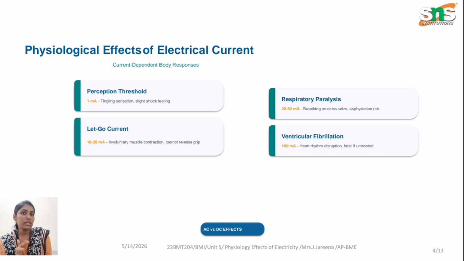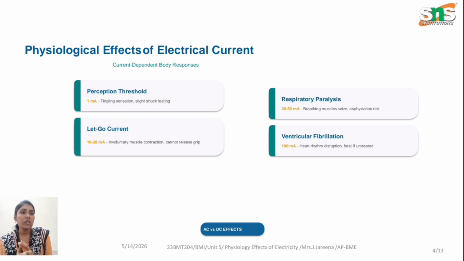The second level is the let-go current, that is a range of 10 to 20 milliamperes. In this case, it will trigger the muscles to do involuntary contraction. So the people will not leave the grip. The patient will not leave the wire or what they are holding. That is the reason in most films you might have seen, when people touch any live wires, they are not able to let go of the wire. The reason is that it is holding the grip. That is the reason this current level is called let-go current. Third one is respiratory paralysis, and the last one is ventricular fibrillation.